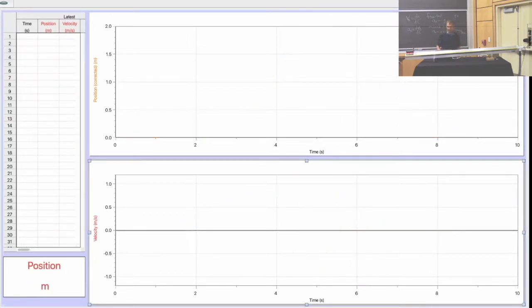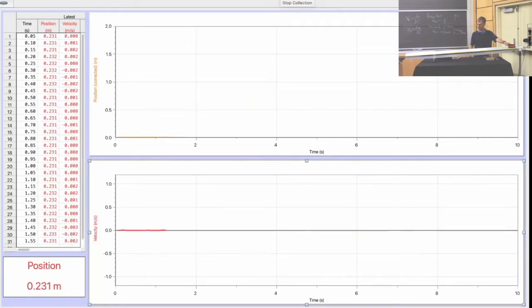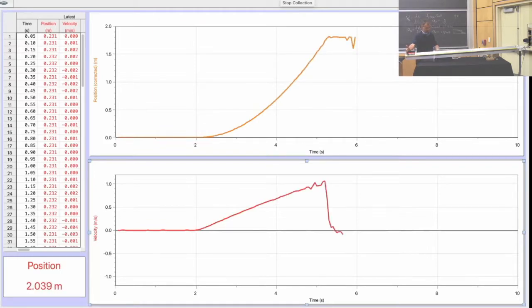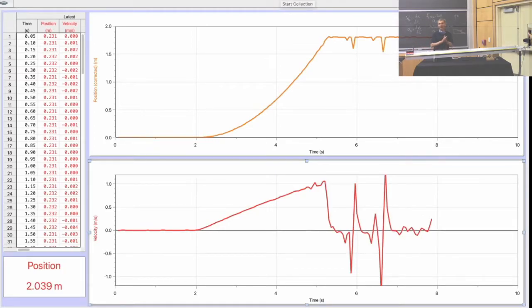So we have things set up in such a way that this is x equals 0. And then we get down to the bottom end of the track, and it's approximately x equals plus 2 meters. And then we're making graphs of the position versus time and the velocity versus time. So that's the x coordinate, which is 0 up here, and it gets bigger and bigger, and it's about 2 meters here.